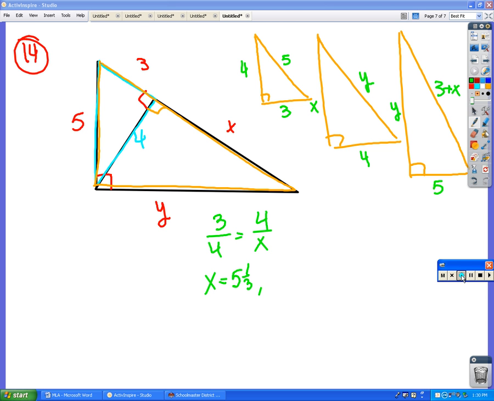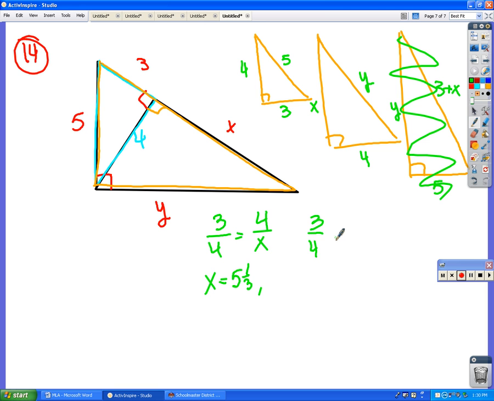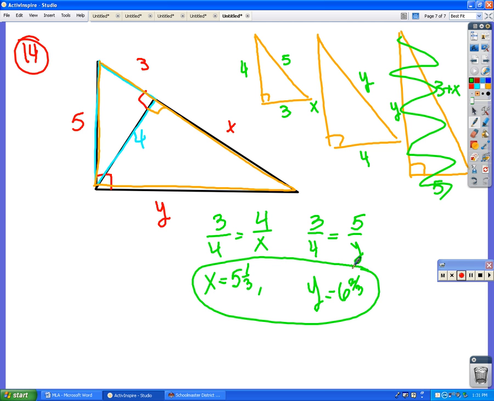Okay, so now we can use a similar proportion to figure out what y is, and it turns out we don't need that guy at all. What proportion can I use to figure out y? 3/4 again, so short leg over short leg equals 5/y. Okay, so cross multiply, you get 20, and then divide by 3, and you get 6 2/3. Okay? So that's what we got going right there.